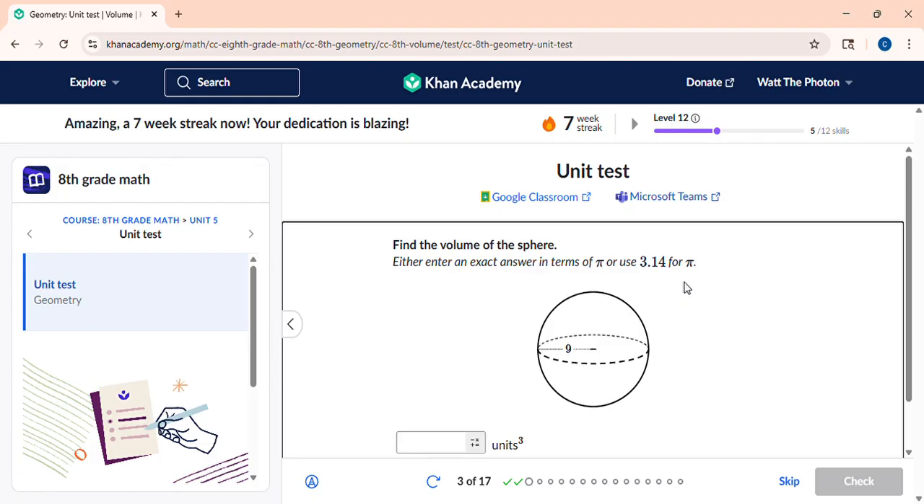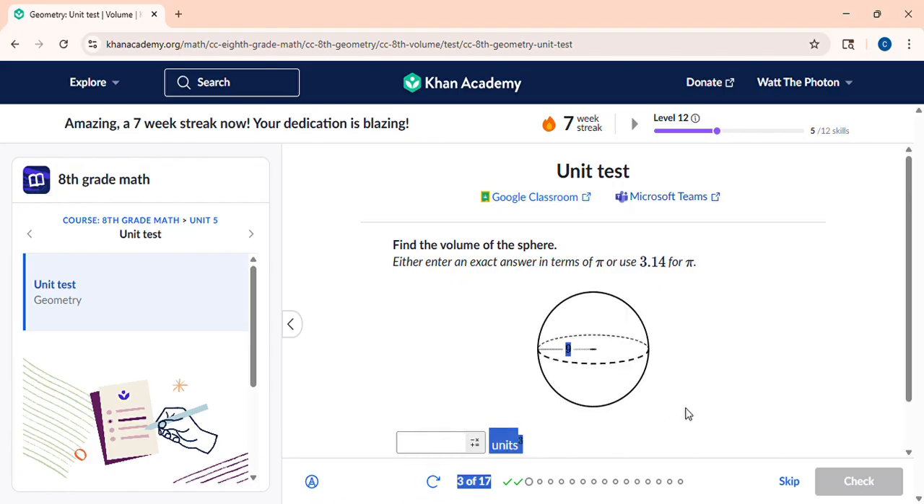r cubed. Okay, so if r is 9, you have 9, 81, 729. Yeah, close enough. 729. And then we're going to multiply times 4, divide by 3. And we get 972 pi.